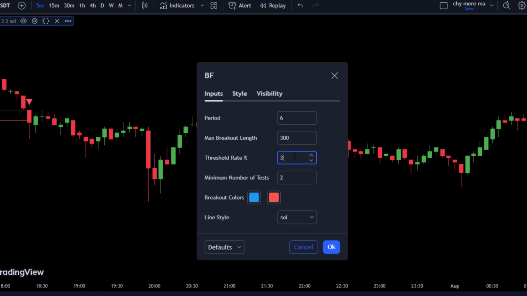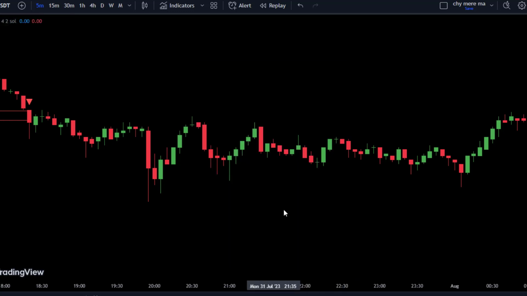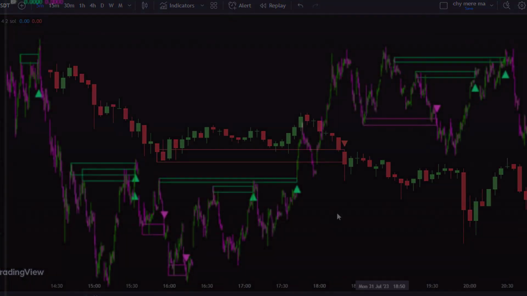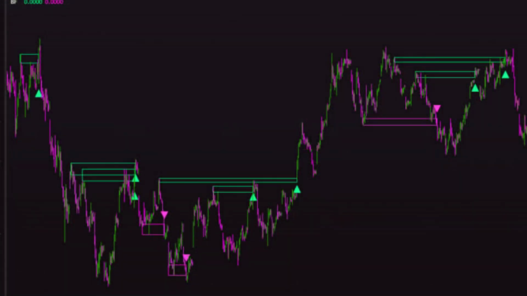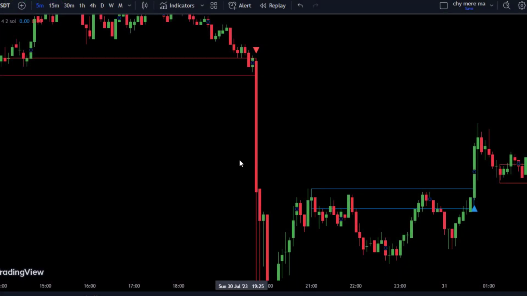So let's talk about how this indicator works. The breakout indicator checks for pivot highs and lows in the market and keeps track of their levels and locations. It then looks for bullish or bearish cut formations where the price makes a new high or low and then retraces slightly. The indicator looks for a minimum number of tests to confirm the breakout and checks whether the open and close prices are within a certain threshold of the breakout level.